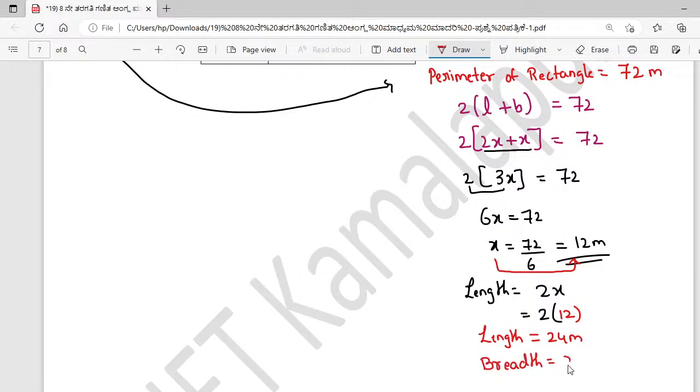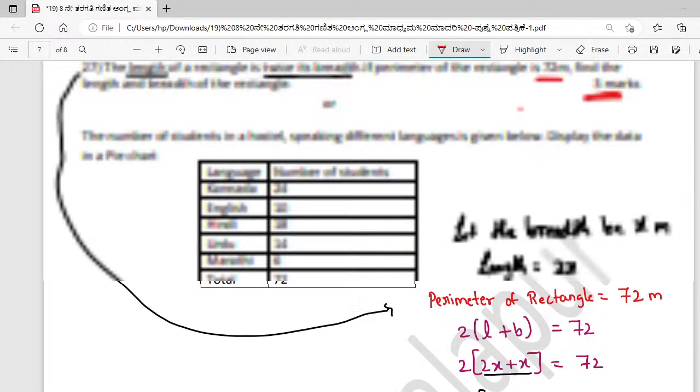value. Okay, and the x value we got is 12. So 12 as it is, and these are the length and the breadth values we got. And this was from the 26th question. In the 26th they have given one more option. Let us solve even that one.